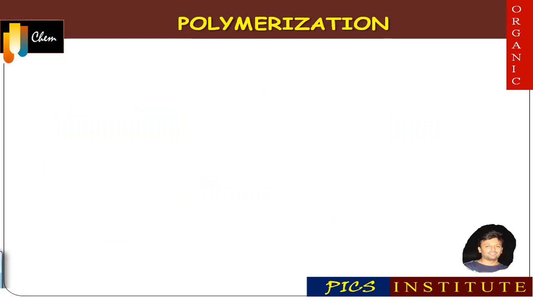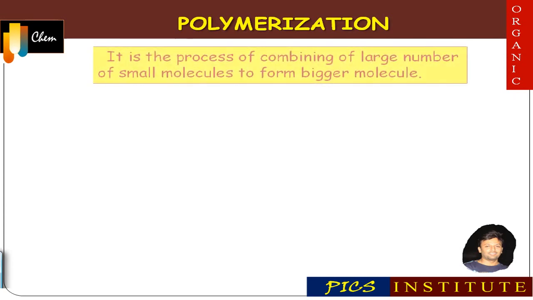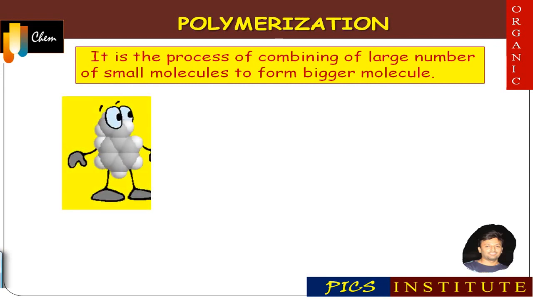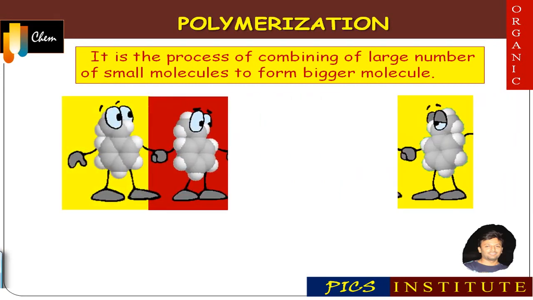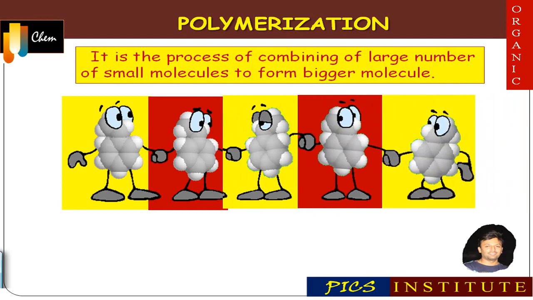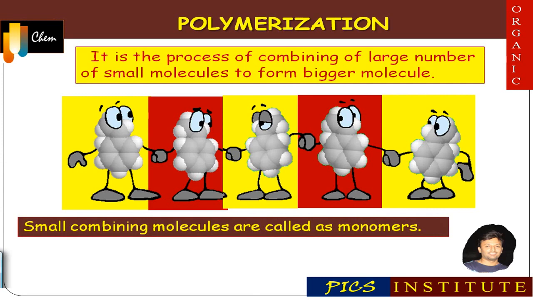Now let's talk about the polymerization reaction. It is the process of combining a large number of small molecules to form a bigger molecule. So we can say the small molecules combine together to form a bigger molecule. The bigger molecule formed is called a polymer, and the combining small species are called monomers. So monomers combine to give a polymer.